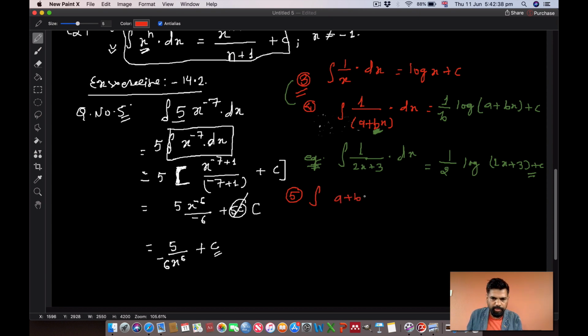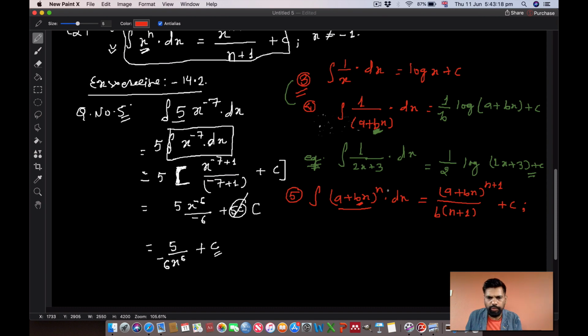Integration of (a plus bx) power n dx. What is the solution of this type of problem? We have a plus bx. Whatever we have here, we write in the numerator, and in the denominator we write power n plus 1, and the coefficient of x, which is b. So we multiply b in the denominator: b times (n plus 1), plus c.